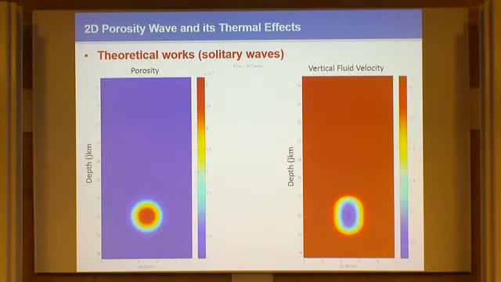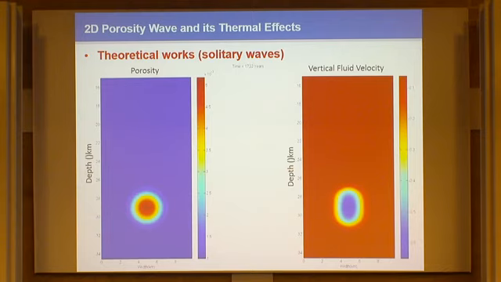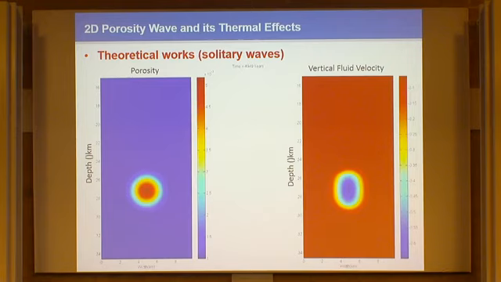So on the other hand, there's a theoretical study about two-phase flow systems on the porosity wave, the standard porosity wave in a homogeneous system. This is just a typical porosity wave propagation in a homogeneous system. It's circular shaped with a high porosity domain going upward due to buoyancy.